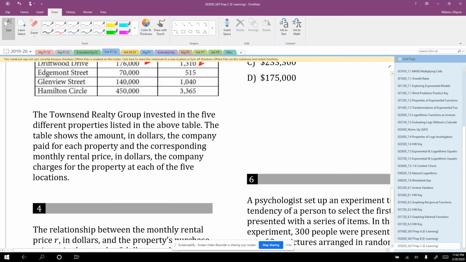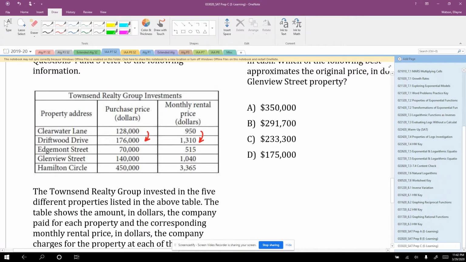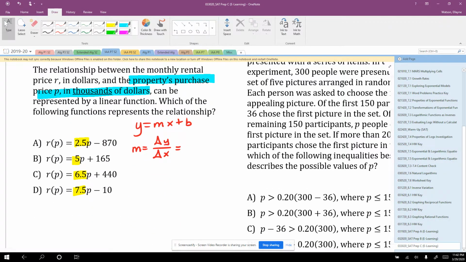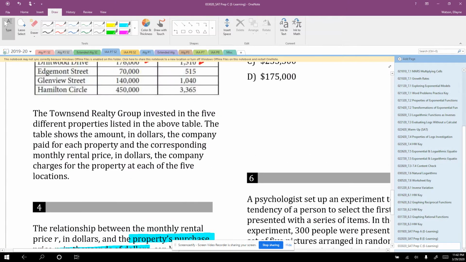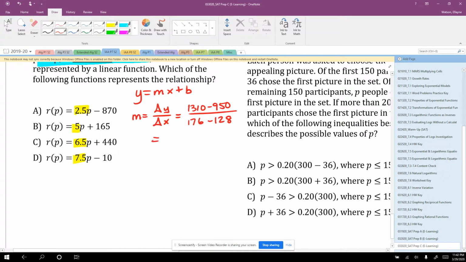Now remember, it says in the question that we're supposed to be looking at purchase price in thousands of dollars. Okay, so instead of 176,000, we're just going to change that to 176. So using those 2 points, I have 1310 minus 950. That's a change in y over the change in x. 176 minus 128. Let me double check I'm using the right numbers. Yep. Okay, let me calculate that.